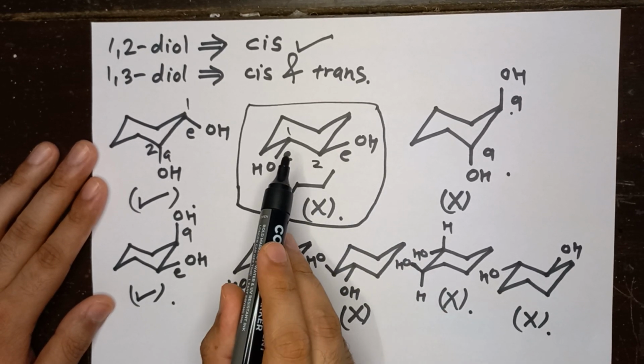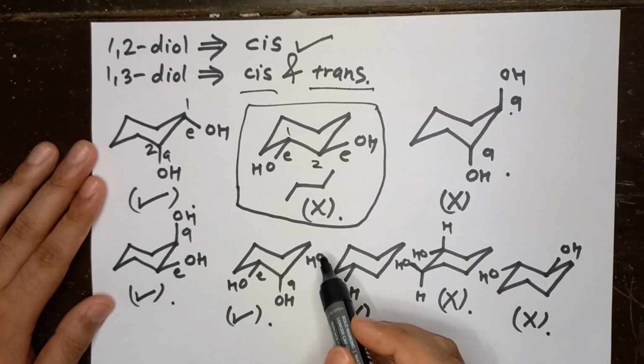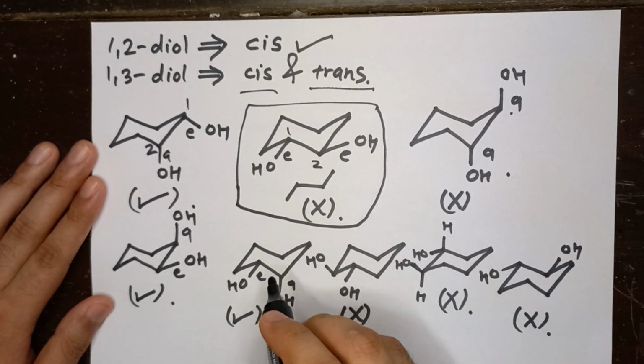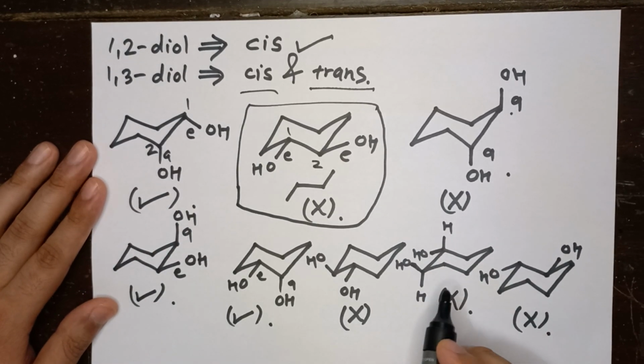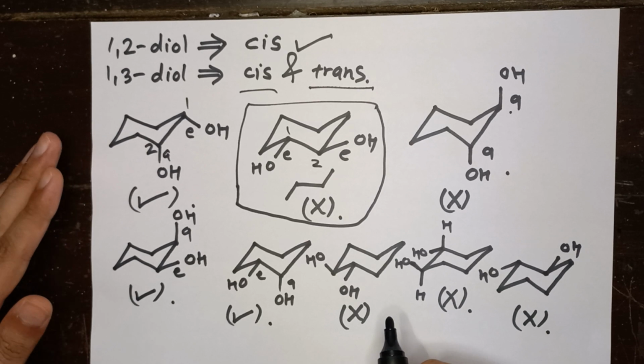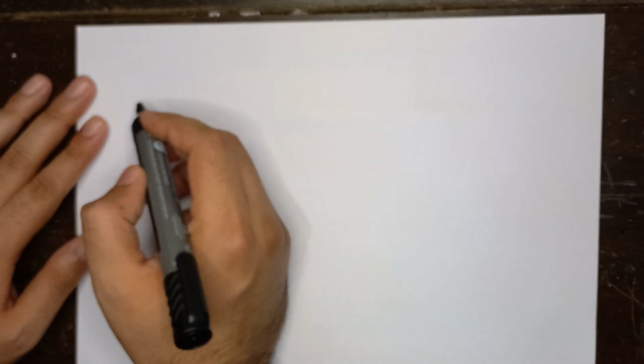But if they were 1,3, it doesn't matter if they are trans or cis, facing in the same direction or opposite, because a 1,3 diol can be protected under cis and trans conditions. Okay, let's solve one question.